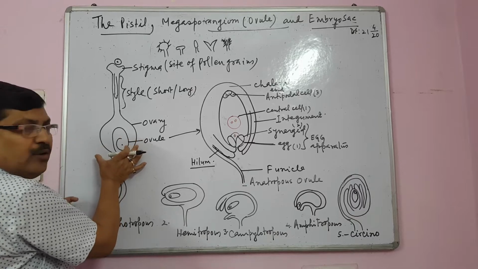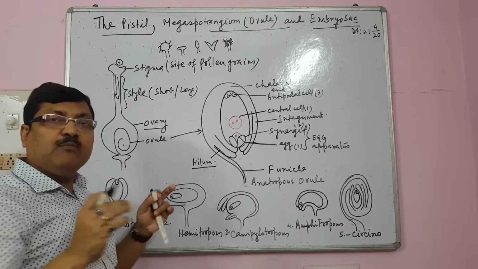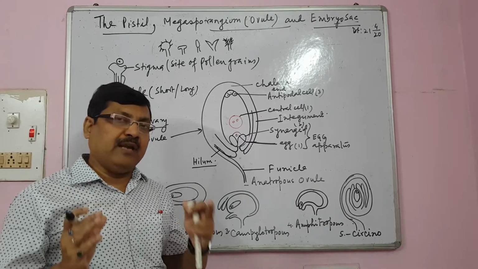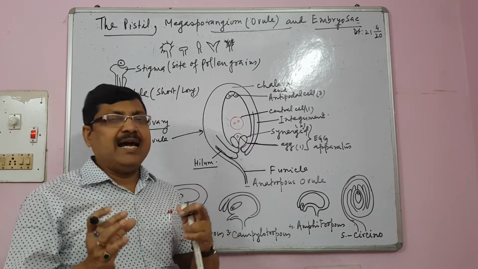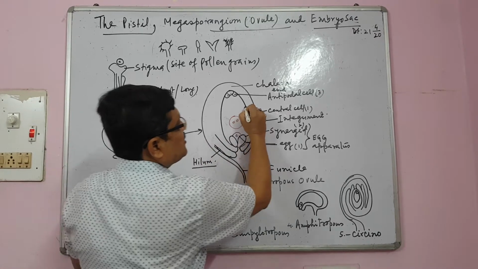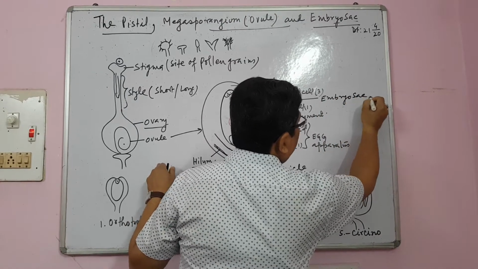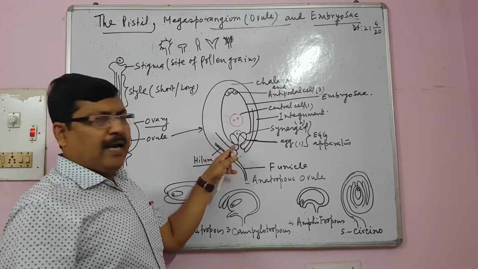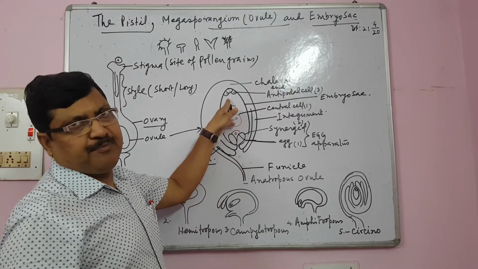Now this swollen basal part of the pistil is called the ovary. This is the most important part of the gynoecium and most important part of the flower, because this ovary has ovule, and within the ovule, embryo sac. This structure is the embryo sac. And within the embryo sac, egg apparatus, central cell, and antipodal cells are present.